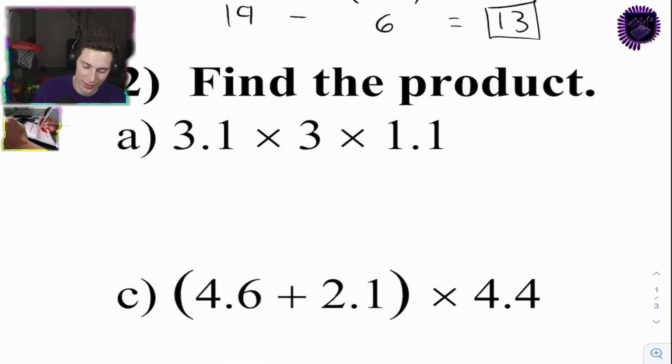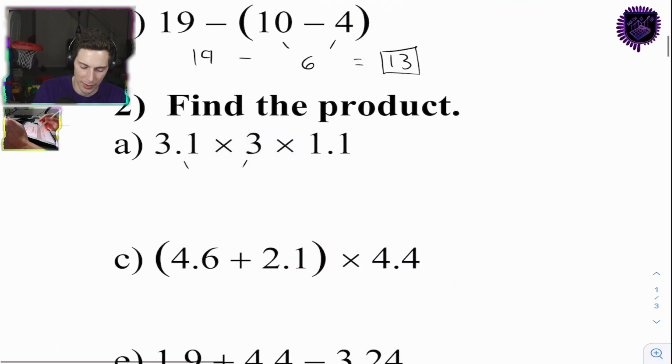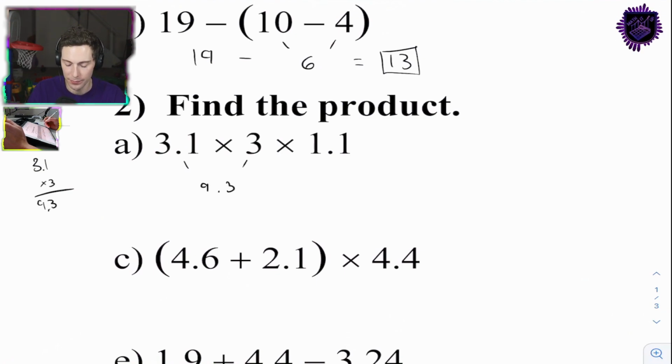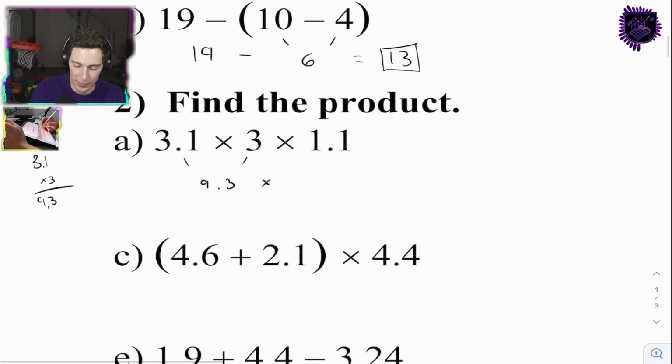So we're going to do this bit by bit. First, 3.1 times 3. So what I'm going to do is I'm going to go 31 times 3 is equal to 93, right? But it's not 93. It's 9.3. Then we're going to drop down our 1.1.